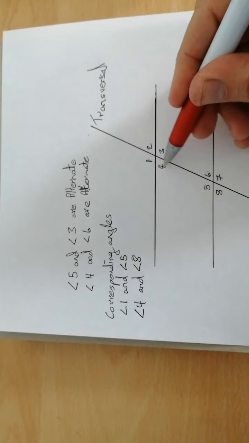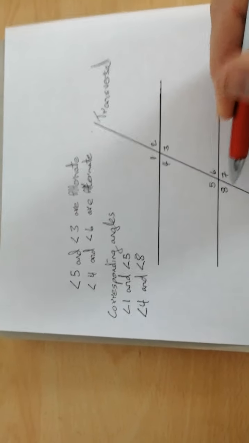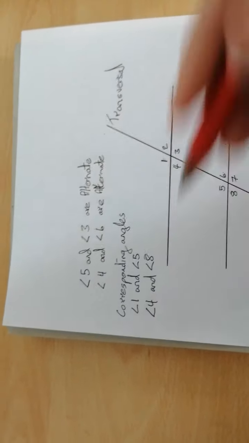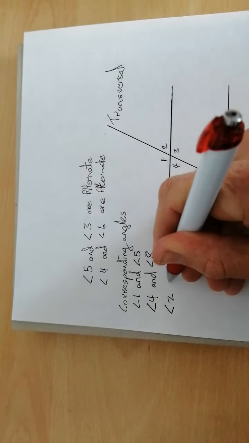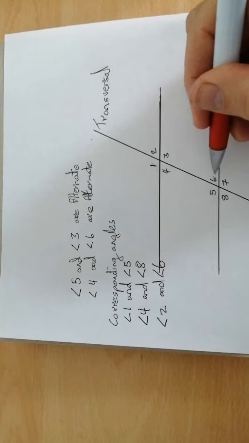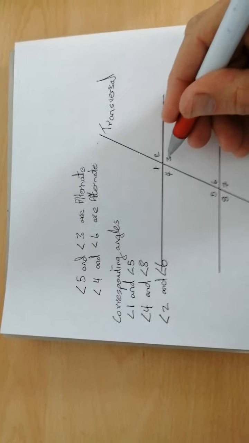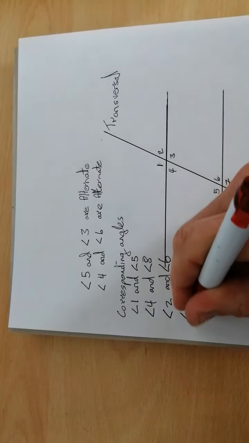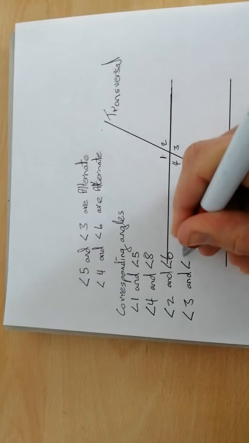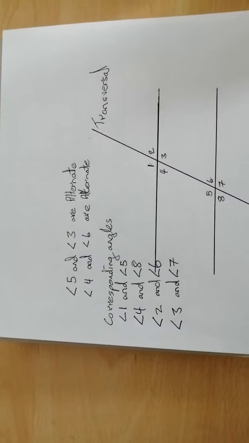So if that's, we'll say, 80 degrees, then this must also be 80 degrees if they're a pair of corresponding angles. Okay. Next, going on to the other side, angle 2 and angle 6: corresponding angles, they must be the same size. And lastly, angle 3 and angle 7 are a pair of corresponding angles. Okay, so that's corresponding angles.